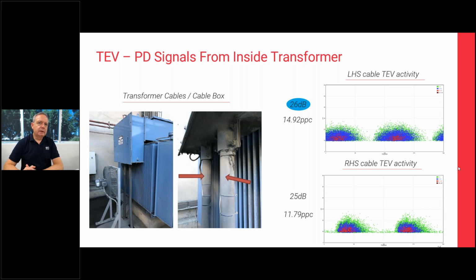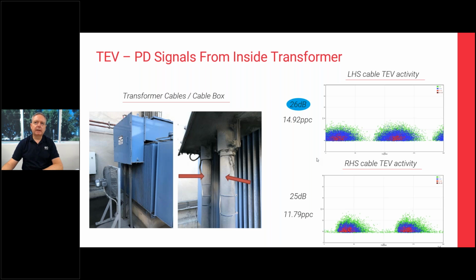The next example is again on a transformer and again found using the transient earth voltage technique on the outside of a cable leading into the transformer. But in this instance, we've got a different type of phase resolved pattern and a different level of discharge and pulse rate. So in this case, we have 26 decibels and we have about 15 pulses per cycle, so a much higher discharge rate. And if you look at the pattern of the PRPD, here we've got a very much more distinctive, different type of pattern where it's two clouds, again, 180 degrees apart.